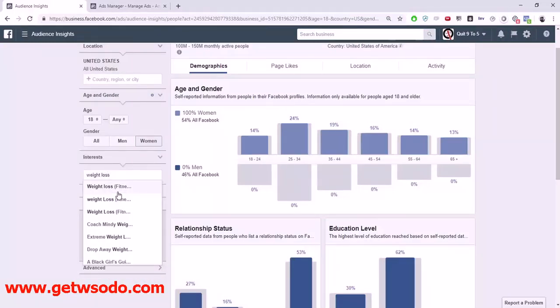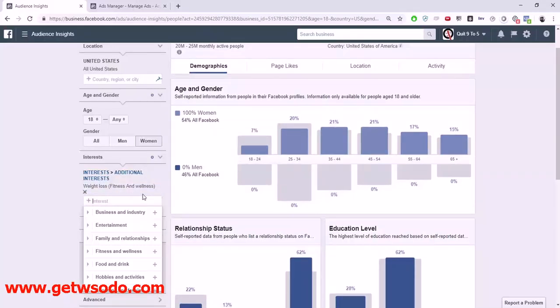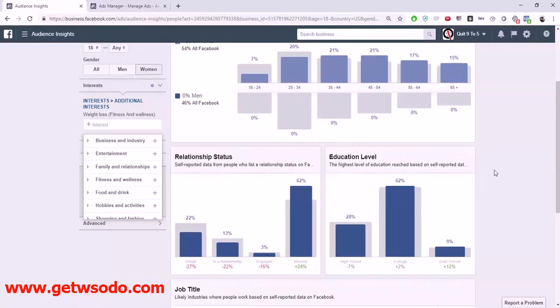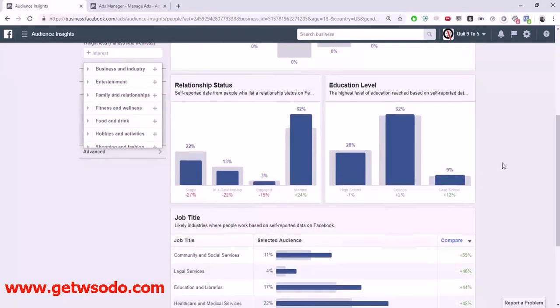So just type in the natural target over here, and then it's going to give you stats on what type of people actually fall under this category. So from here, you can see a bunch of extra data, and you can just learn a lot about who your target audience actually is.